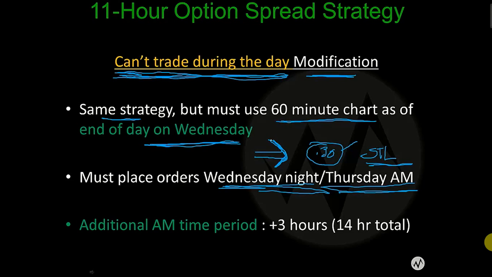The one other thing about this can't-trade-during-the-day modification is that you have an extra period that you're exposed: Thursday morning. It's weird, because with this strategy, time is working on your side. The point is, you don't want to be exposed. You want to minimize it while you still get the same credit. So it's a 14-hour trade. Is that right? 14 hours? Like 13 hours. 6.5. I must have added wrong. 13.